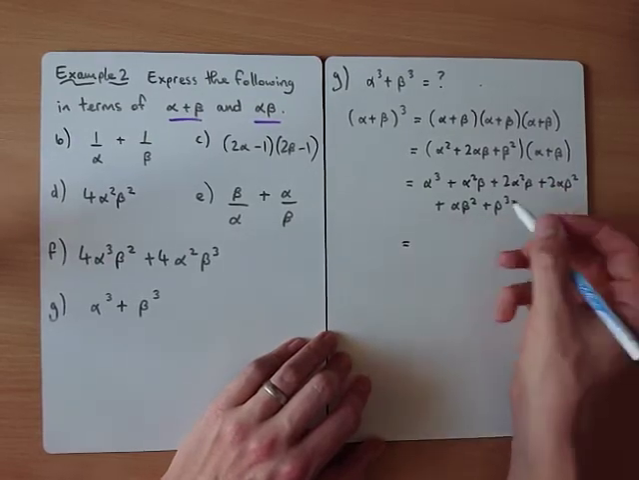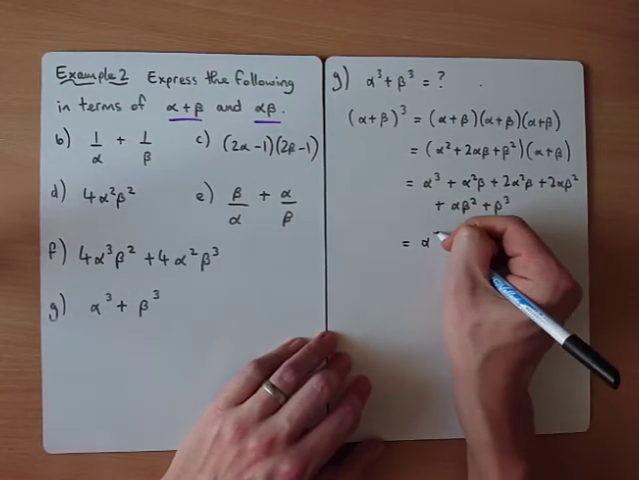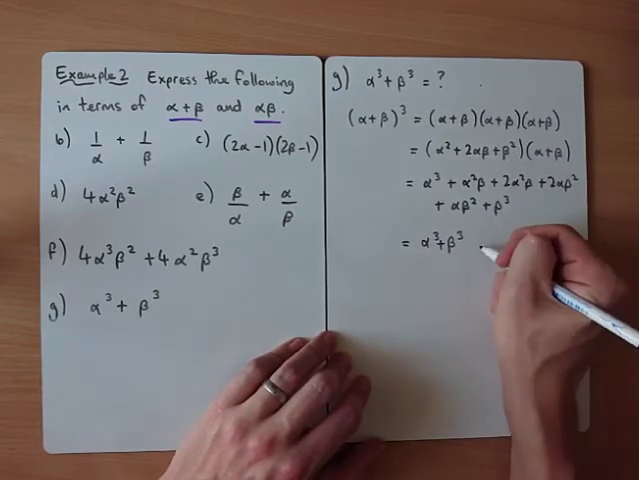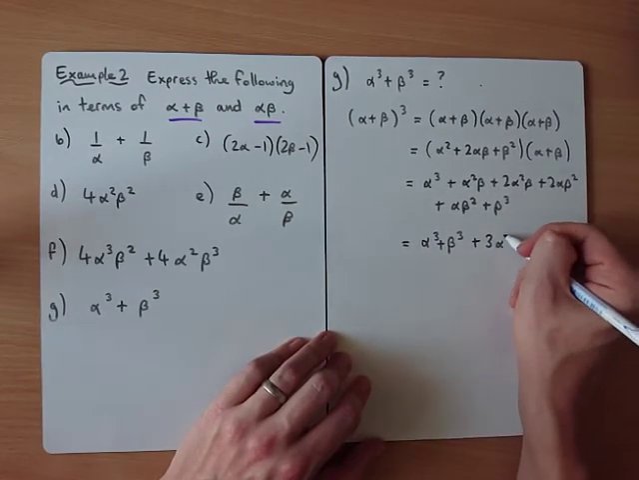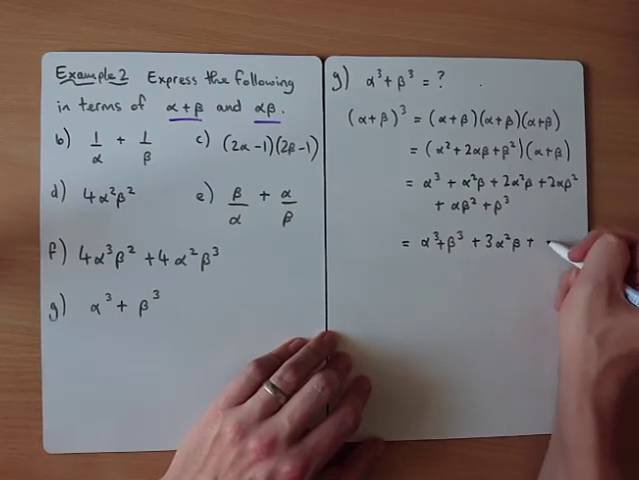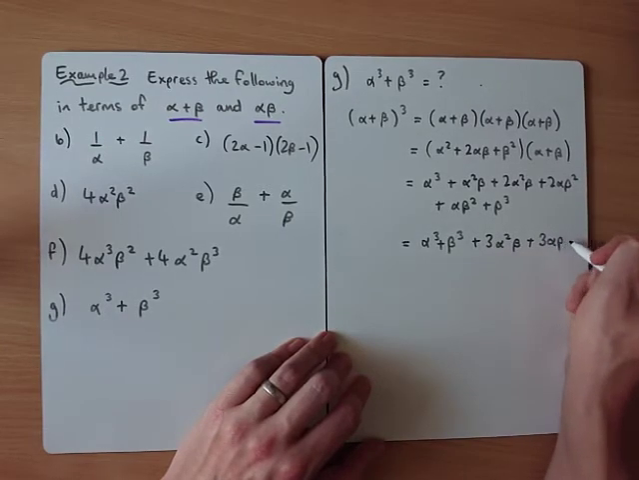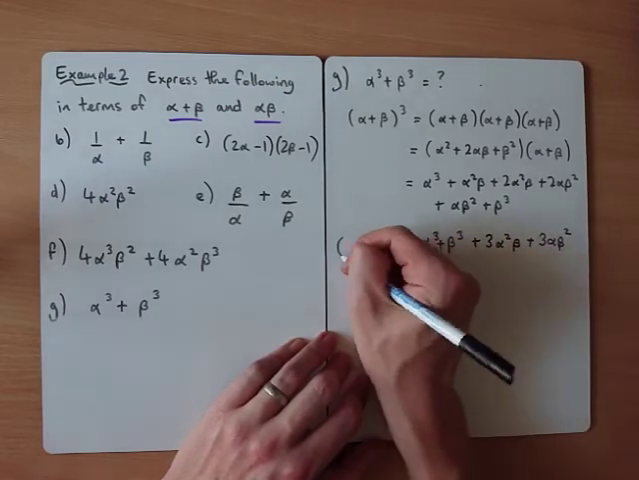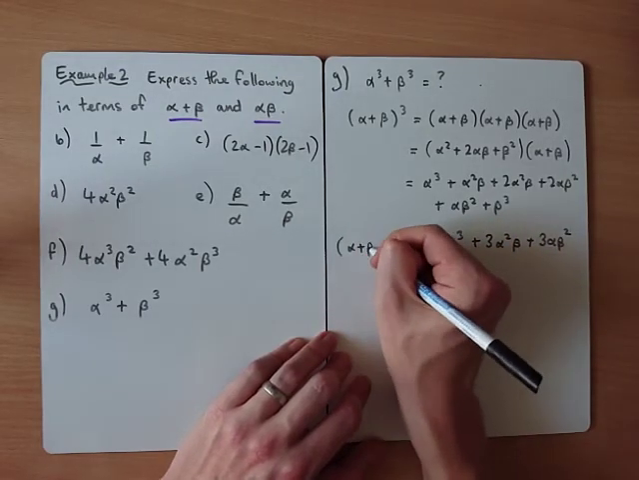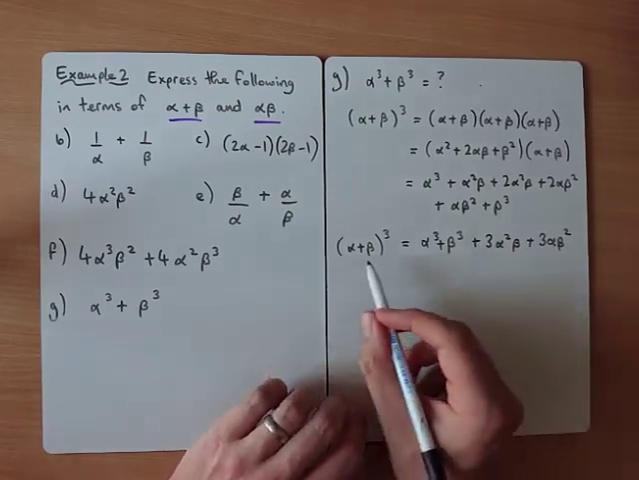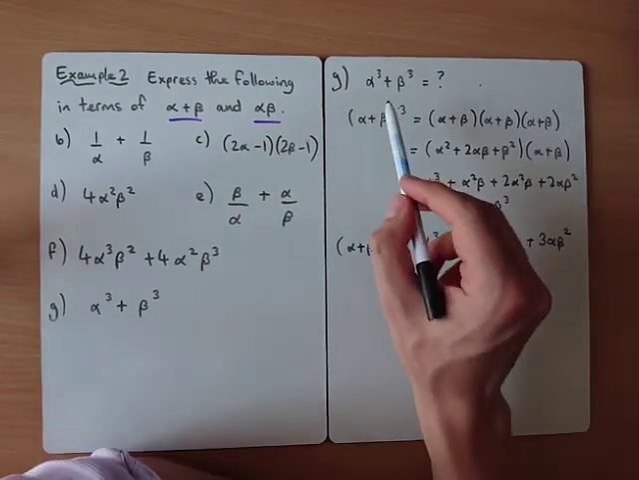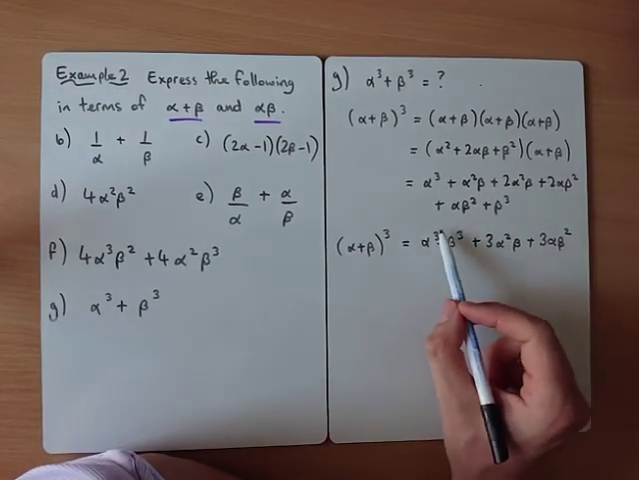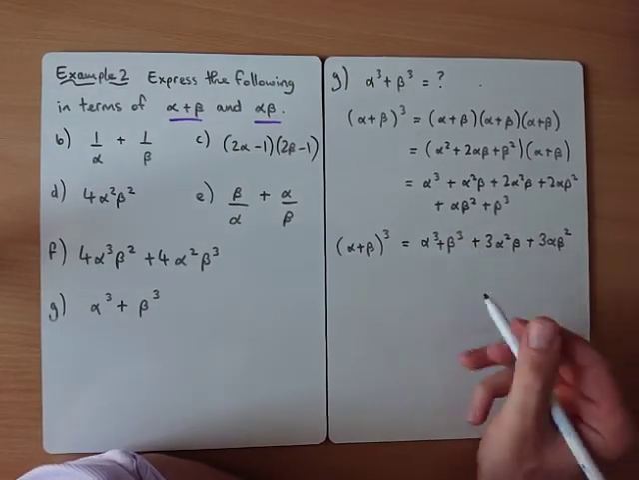Okay, so let's group them. We've got alpha cubed plus beta cubed plus 3 alpha squared beta and plus 3 alpha beta squared. And remember that all that stuff is the same as that bracket cubed. And what we're being asked about is what's alpha cubed plus beta cubed. So we need to rearrange this to figure out what alpha cubed plus beta cubed is.